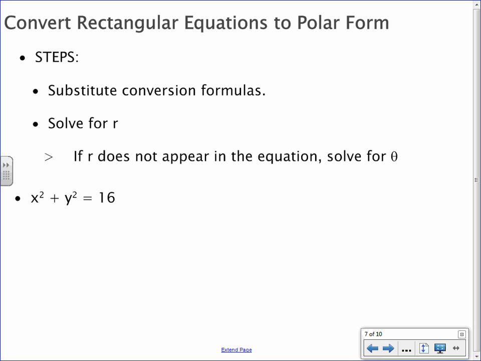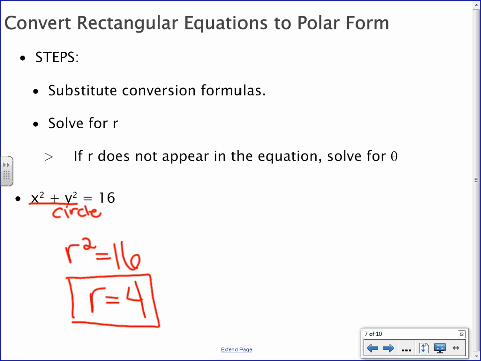X squared plus y squared equals 16. What is it? It's a circle. A circle with radius of 4. Okay. Now, we need to get this into polar form. What do you see? You see an x squared plus y squared. You know that's the same as r squared, correct? Which means r is 4. Let's think about what this means in polar form.